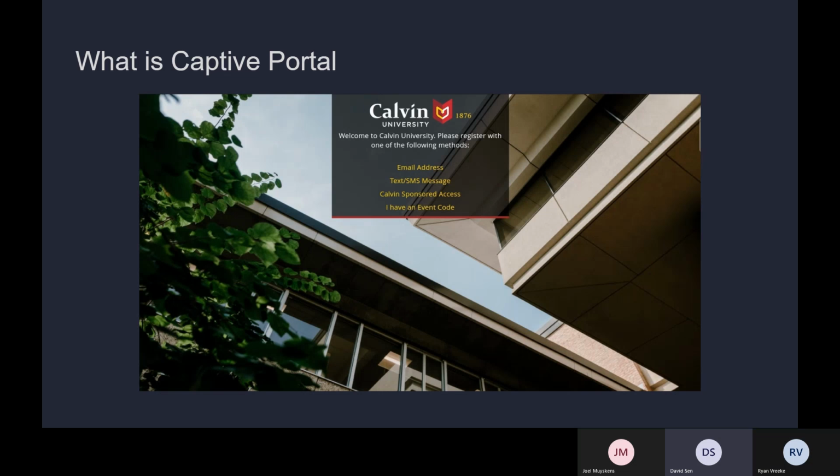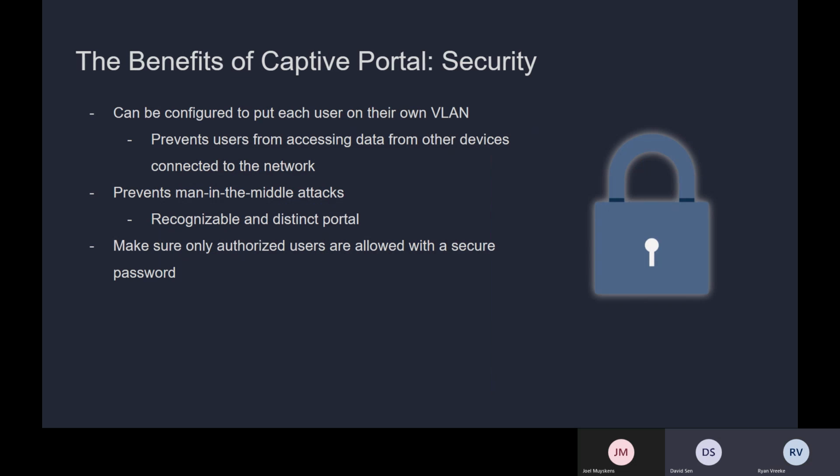One of the benefits is improved security, both for the company and for the users. When a device connects through a captive portal, it's put into its own VLAN and prevented from accessing data from other devices also connected to the network. The portal also lessens the chance for man-in-the-middle attacks, where users are tricked into connecting to fake but similar-looking networks and having their data stolen. By having a recognizable portal, users can make sure they're connecting to the right network.